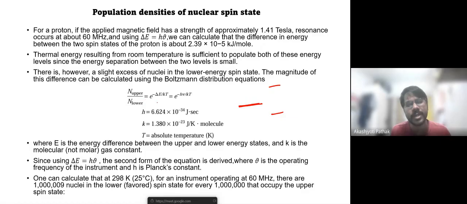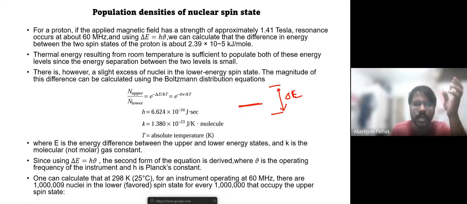So n upper by n lower is equal to e to the power minus delta E by kT. k is the Boltzmann constant, and delta E is the energy difference between the two energy states. If you plug in all these values, Planck's constant 6.624 into 10 to the power minus 34 joule second, Boltzmann constant 1.38 into 10 to the power minus 23, and T the absolute temperature, then you can calculate the population difference between the two energy states. Since delta E equals h nu, the second form of the equation is derived.